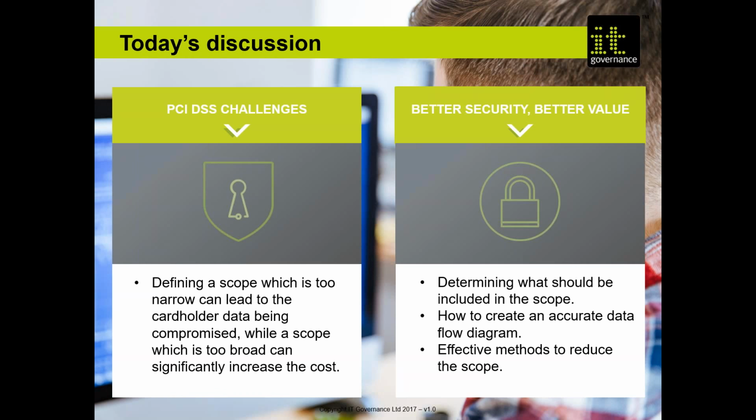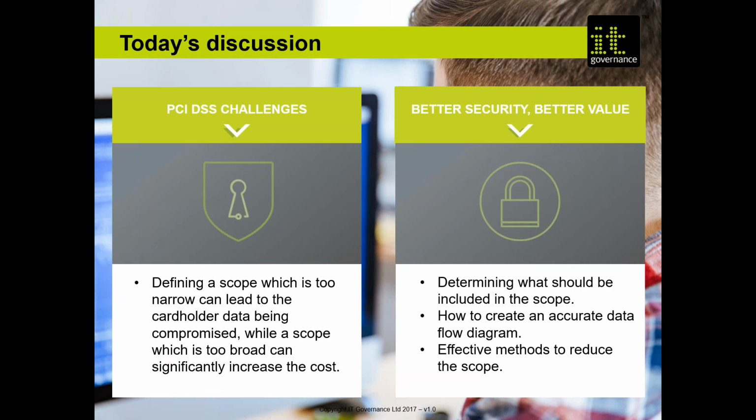Defining a scope which is too narrow can lead to the cardholder data being compromised as things get ignored or missed, while a scope which is too broad can significantly increase the costs, which is why the PCI Security Standards Council strongly recommends reducing the scope to an acceptable minimum. But it's often difficult for organizations to determine what is meant by scope, and where the environment is complex, how to determine a suitable approach. Ultimately, there is often a realization that the scope will need to be reduced in order to achieve compliance.